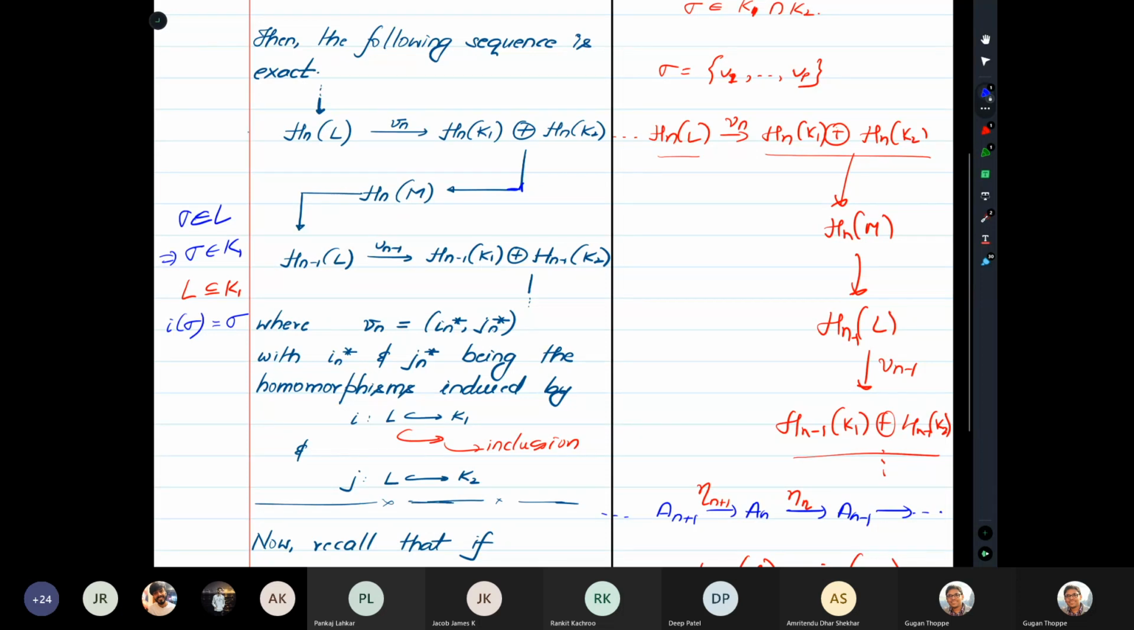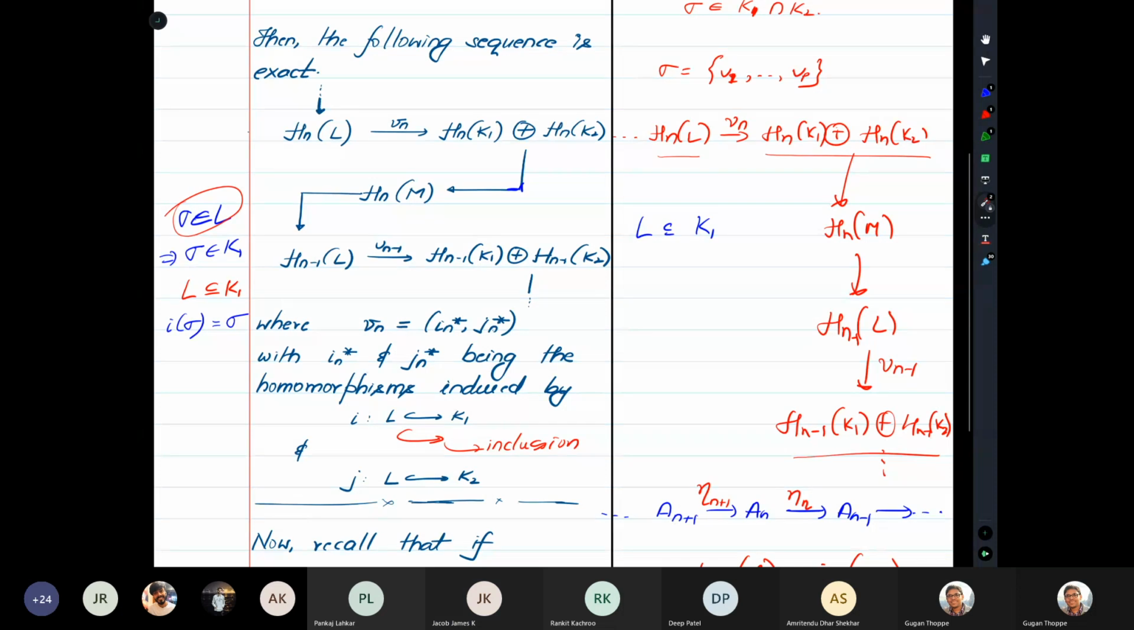Now L is K1 intersection K2. So do you agree that L is a subset of K1? Which means that every set in L is also there in K1. So all I'm saying is that you take any such sigma in L, and my claim is that this sigma automatically lies in K1. Do you agree? And I'm just mapping that sigma to this sigma. So it's just the identity map.